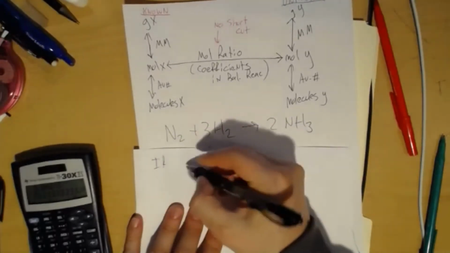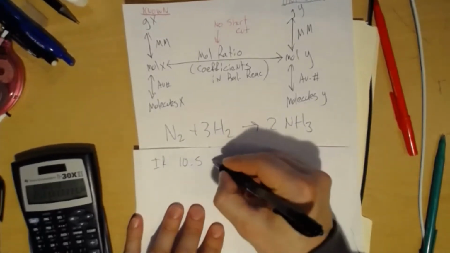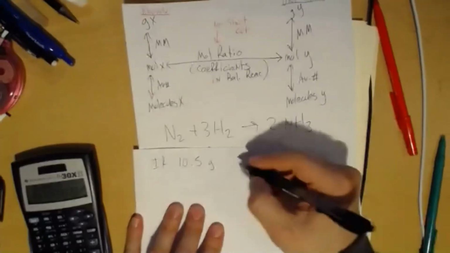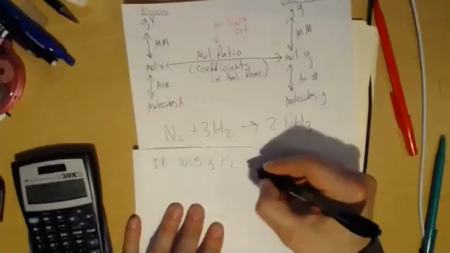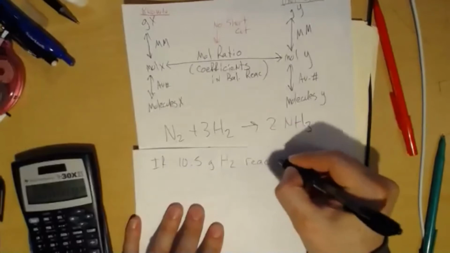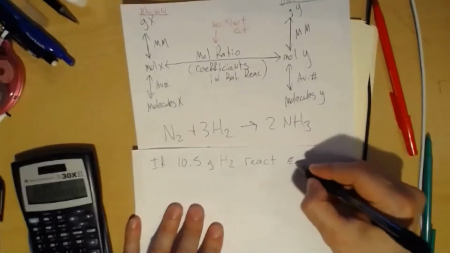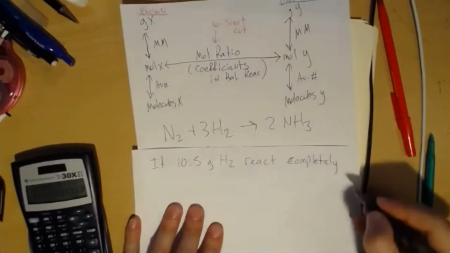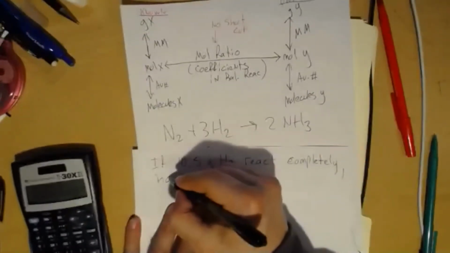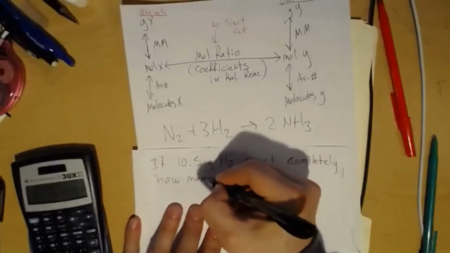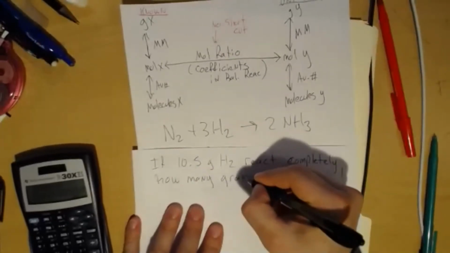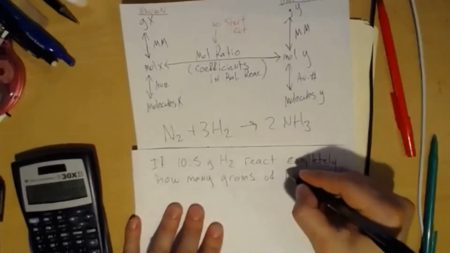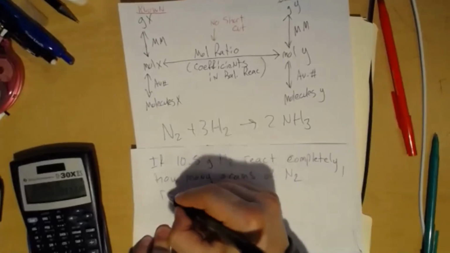If 10.5 grams of hydrogen react completely, how many grams of nitrogen reacted?